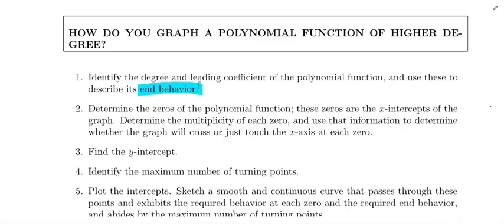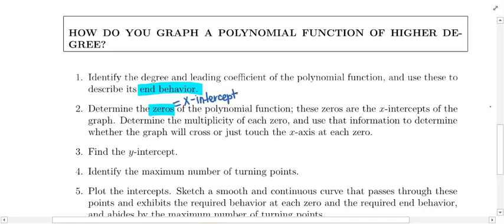Okay, step 2, determine the zeros of the polynomial function. Okay, new word. These zeros are the x-intercepts of the graph. So this is a new term, maybe not a new idea. When you hear this fancy word zeros, find the zeros of the polynomial function, it's just asking you to find the x-intercepts of the polynomial, to find where the graph is going to cross the x-axis.